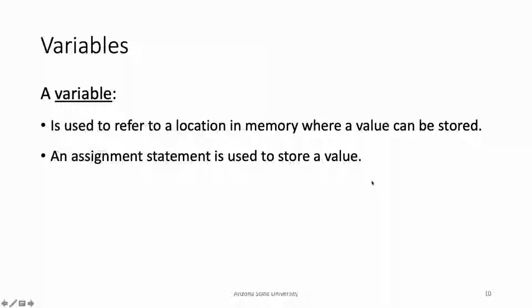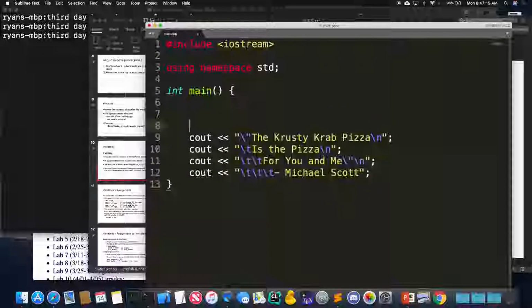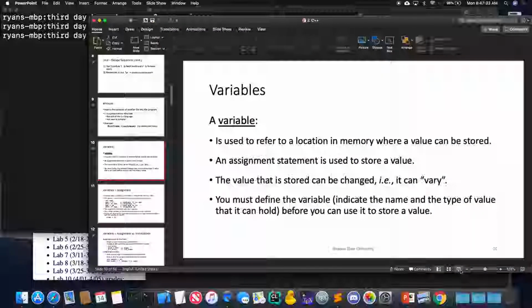So for an assignment statement, are we assigning from the right to the left or from the left to the right? Left to right or right to left? Right to left, right? Because let's just say we wanted to make an int variable and set it equal to 5, this will work, but I can't do this. I can't assign from the left to the right. I assign from the right to the left for assignment statements.